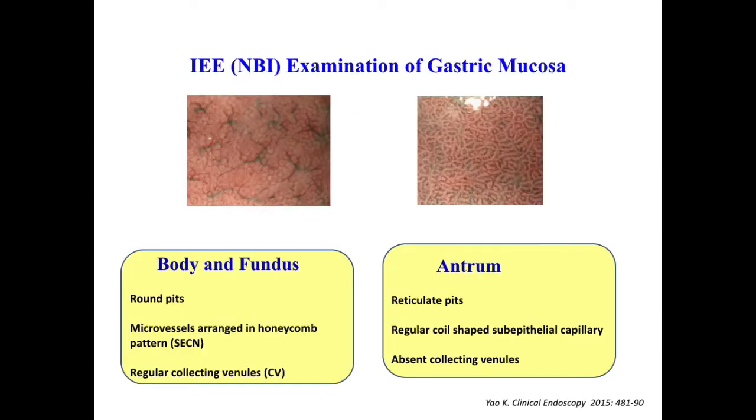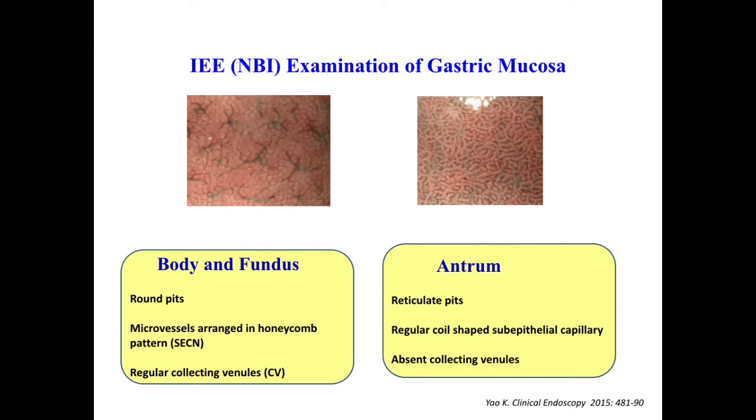Before we do image enhanced endoscopy, we need to know what is the normal appearance of a gastric mucosal surface on image enhancement. The appearance in body and fundus is different from the appearance in antrum. In body and fundus, the pits are round and the microvessels are arranged in a honeycomb pattern. They're also referred to as SECN or subepithelial capillary network. So you can see these brownish structures in a honeycomb pattern. They are the blood vessels and they surround the round pits.